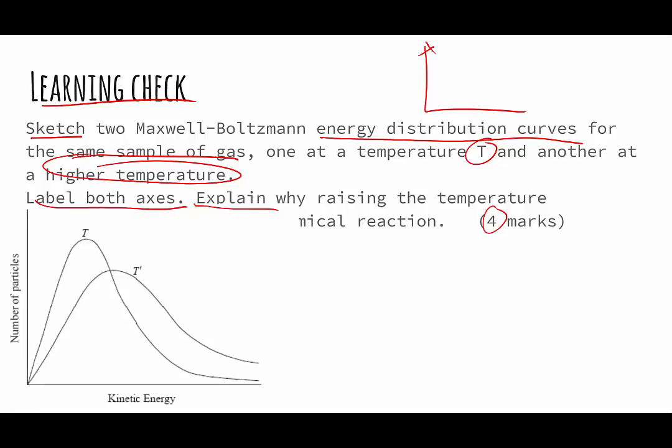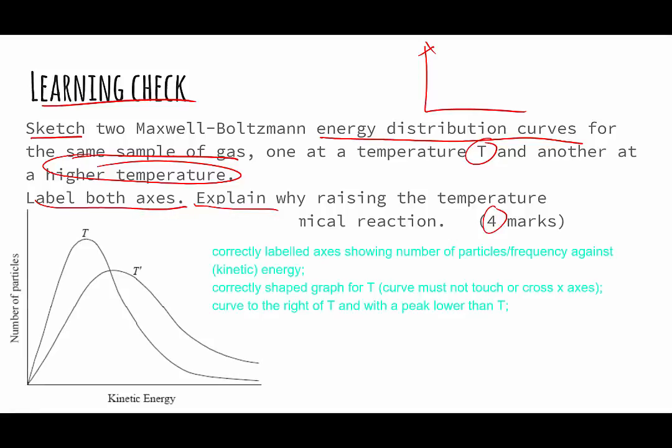Okay, now let's take a look at the graph. Here, 2 points are donated to your graph. So make sure you correctly label the axes, showing number of particles for your y-axis and kinetic energy for your x-axis. If you say energy, that will be fine as well. So that's 1 point. The second point will be denoted for the shape of your graph.